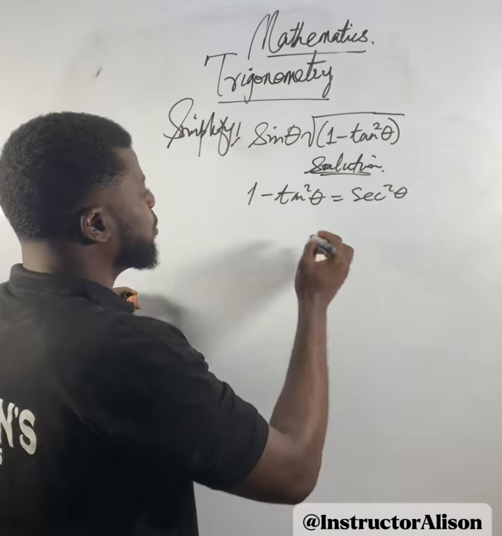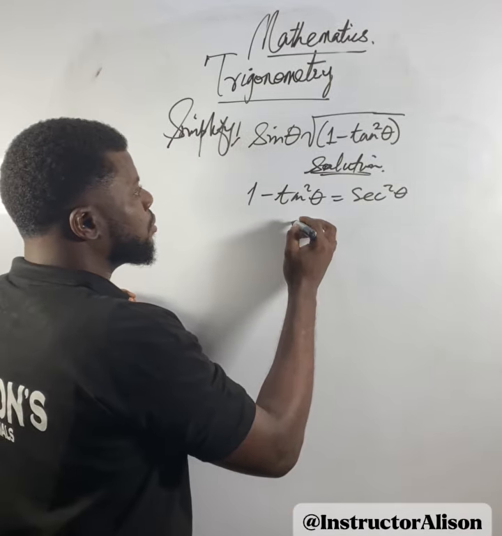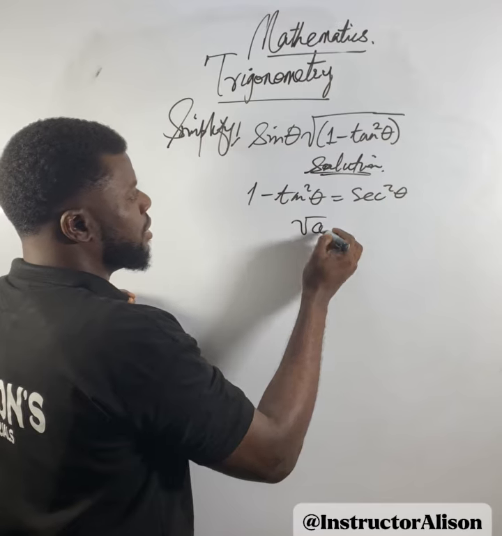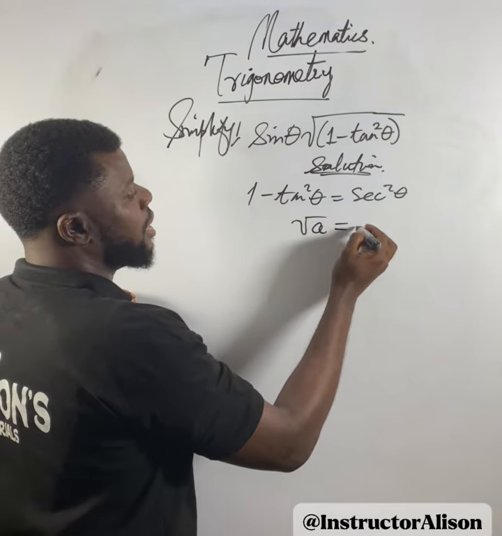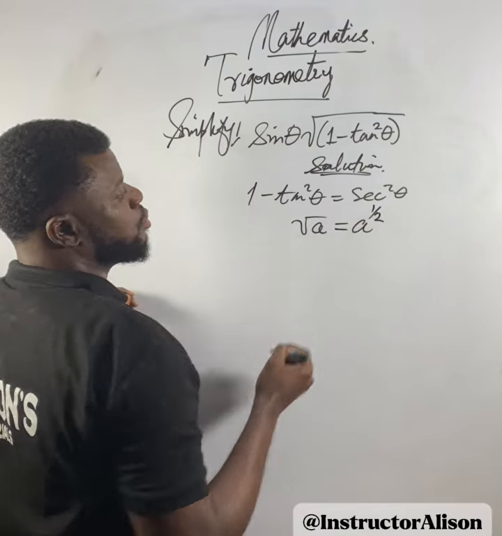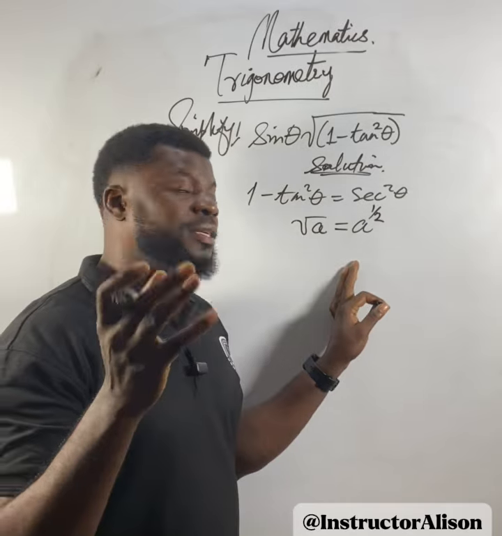Then the second thing is that when you have the square root of a number, say a, it is the same thing as a to the power of 1 over 2. Do you get? So those are the basic things you need to know.